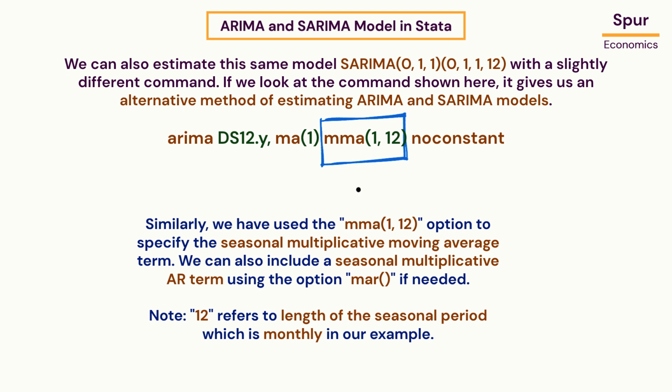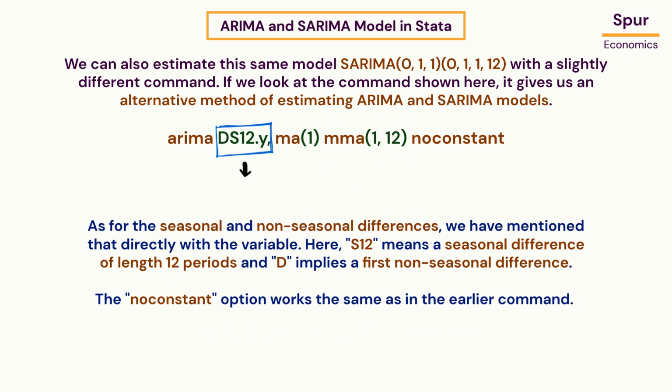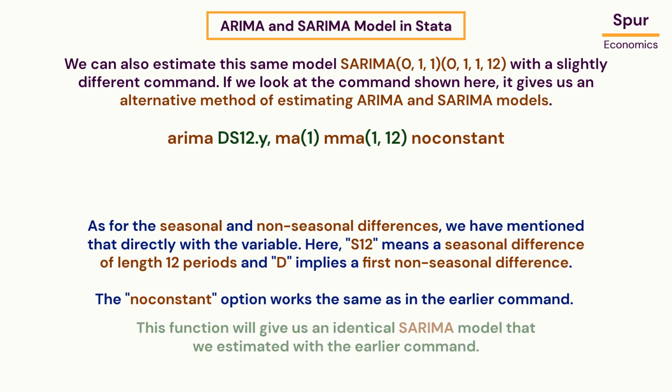Similarly, we have used the MMA1-12 option to specify the seasonal multiplicative moving average term. We can also include a seasonal multiplicative AR term using the option MAR if needed. As for the seasonal and non-seasonal differences, we have mentioned that directly with the variable. Here, S12 means a seasonal difference of length 12 periods and D implies a first non-seasonal difference. The no constant option works the same as in the earlier command. This function will give us an identical SARIMA model that we estimated with the earlier command.